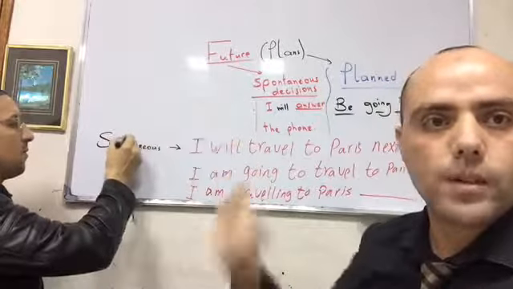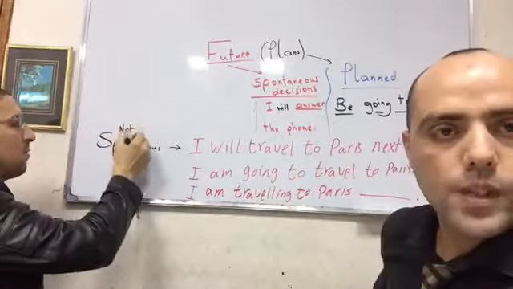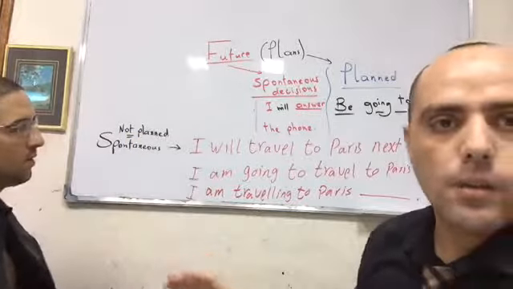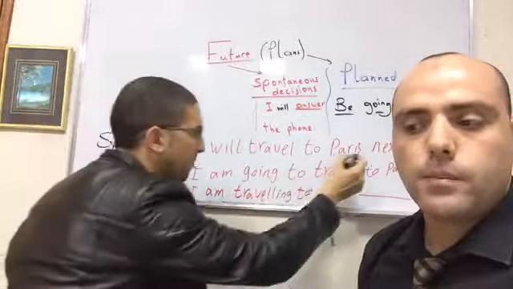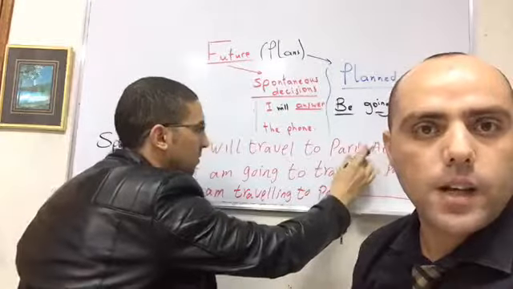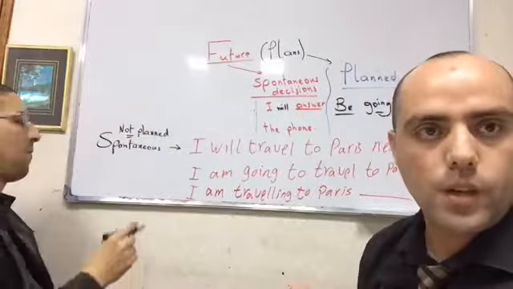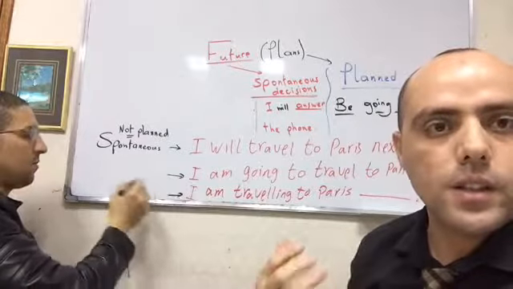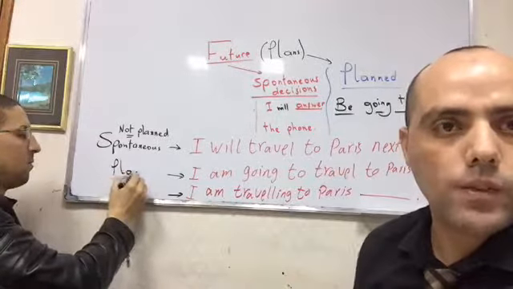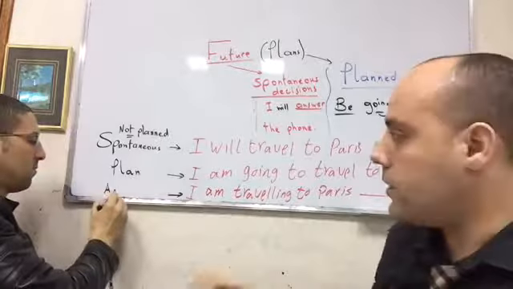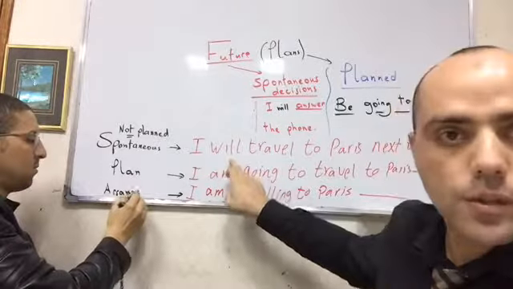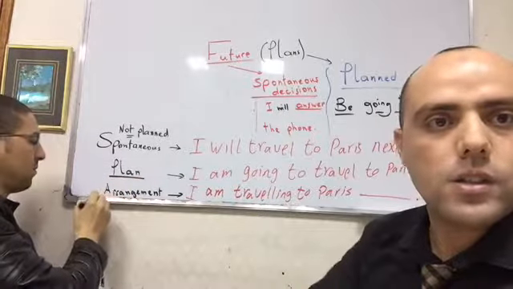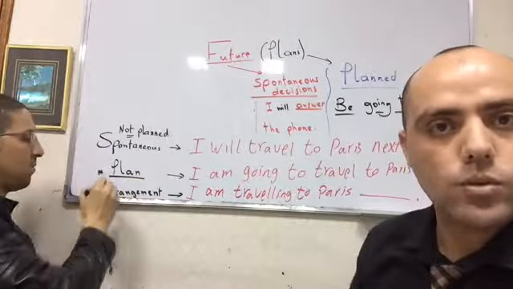I will travel to Paris tomorrow, for example, or I will travel to Paris next week. Yes. But the question here: did I arrange anything? Have I made a plan to travel? Of course, there are arrangements and things that you need to do before traveling somewhere. So here, this is only a quick decision. I didn't do anything. I decided that I will travel.